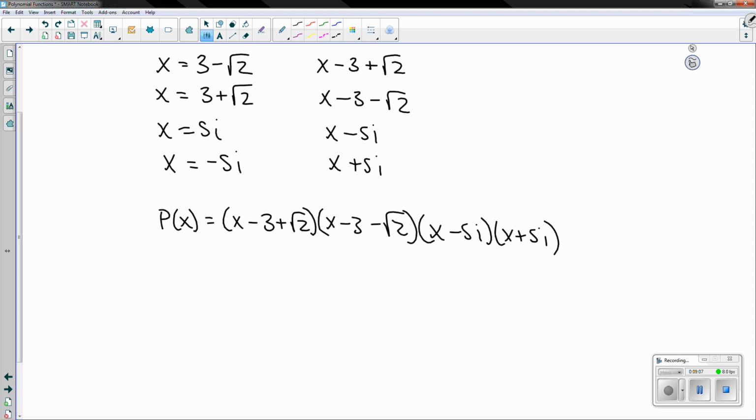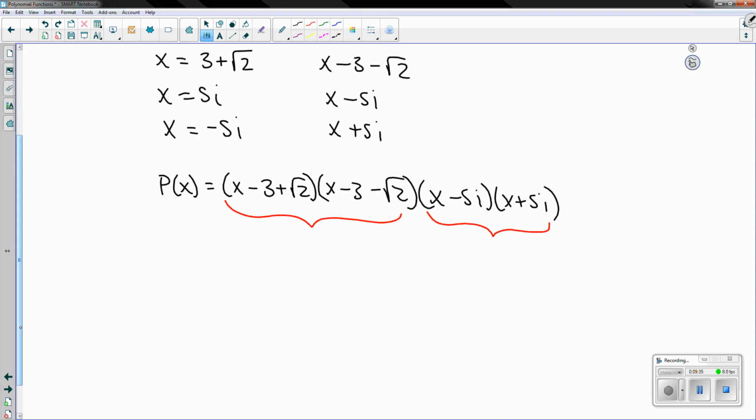Now, when it comes to multiplying this out, we have 4 things to multiply. I'll tell you that if we multiply these two with the irrational solutions and these two with the imaginary solutions, the result of each will only have rational coefficients, and then we can multiply those two quadratics together to get our 4th degree polynomial. That way we don't have to mix and match irrational numbers and imaginary numbers, and it becomes a big mess. So multiply the 2 with the irrational, multiply the 2 with the imaginary separately. It'll remove all of those irrational and imaginary numbers, and we'll get just rational coefficients.